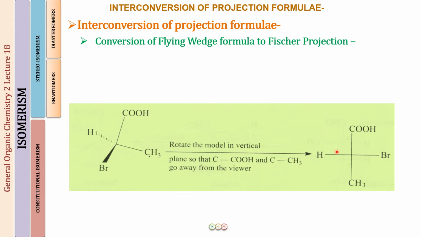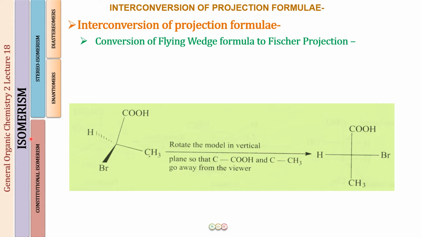And when we move on to the Fischer projection for the same molecule, the ones in ordinary looking lines, which were the bonds in the plane of paper, we represent in a Fischer projection by a vertical line, and the ones which were not in the plane of paper, we represent on the horizontal line. The vertical groups are away from the viewer. The horizontal ones are towards the viewer.